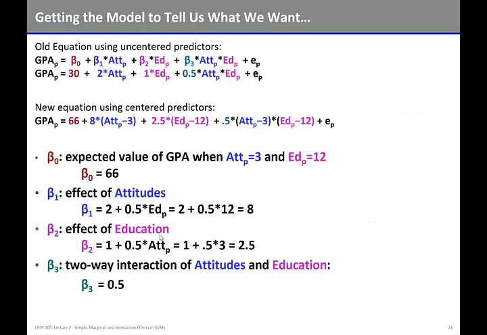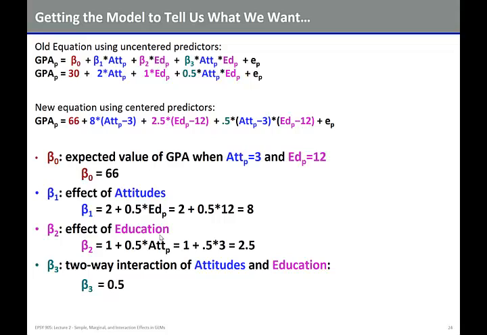There we go. Old equation for uncentered predictors, now the new equation with the centered predictors you see right here. 66 is the value of the intercept. That's the value when everything's equal to 0. This attitude minus 3 is equal to 0 when attitude equals 3. Education minus 12 is equal to 0 when education is 12. All right, so that's where we get all of our numbers.